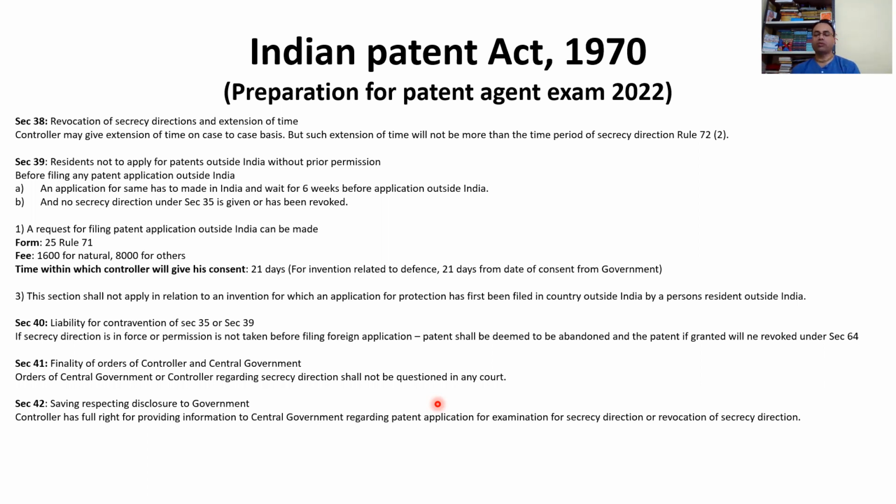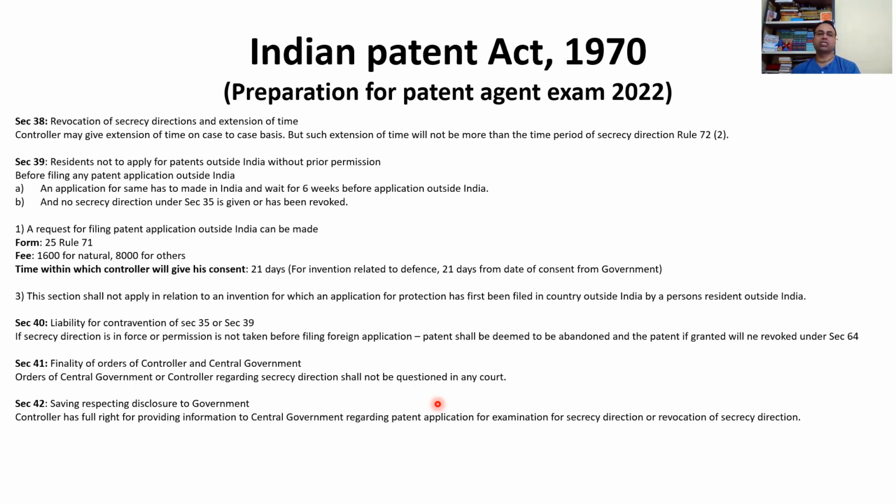Whatever the case may be, whatever your patent strategy, if you don't want to file in India, then you need to follow the second step: fill the form 25, according to rule 71, and pay the fees as required, 1,600 or 8,000, and then the controller reviews. During that you need to submit your entire complete specification, all the details you need to fulfill. And then within 21 days, you will get a reply from the controller that there's no security action, and you can go ahead. And once you receive that letter, then immediately you can file outside India, either by the PCT route or you can approach another company.